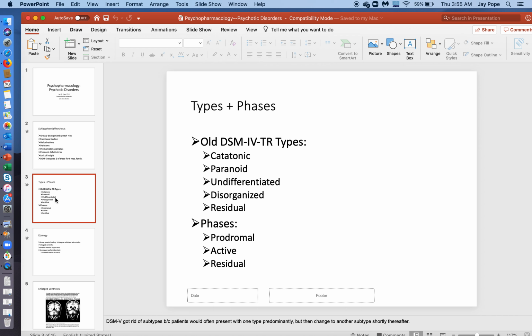These types have largely been replaced in the DSM, and you'll see this little note down here at the bottom. The DSM-5 got rid of these subtypes because patients would often present with one type predominantly, but then change to another subtype shortly thereafter. So patients would not often stay in these states for very long, so they got rid of these types. But just be on the lookout, you'll still hear some people refer to these different types.